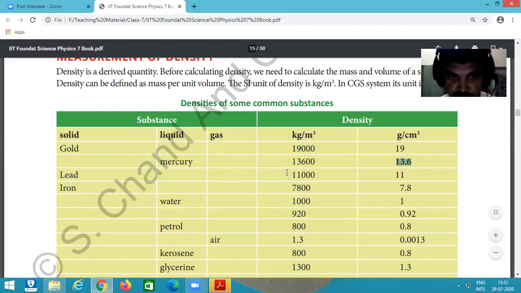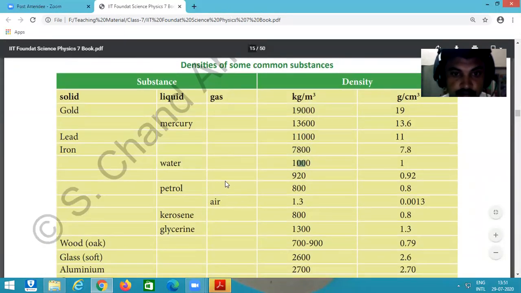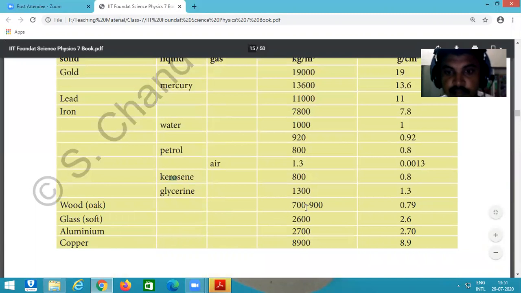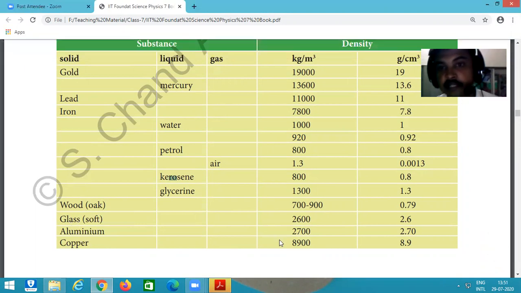Lead is also a metal, a solid substance, 11,000. Iron, 7,800. Water, 1,000. Petrol, 800. Air, only 1.3. Kerosene, 800. Glycerine, 1,300. Wood, 700 to 900. Glass, 2,600. Aluminum, 2,700. Copper, 8,900. So different objects have different density.